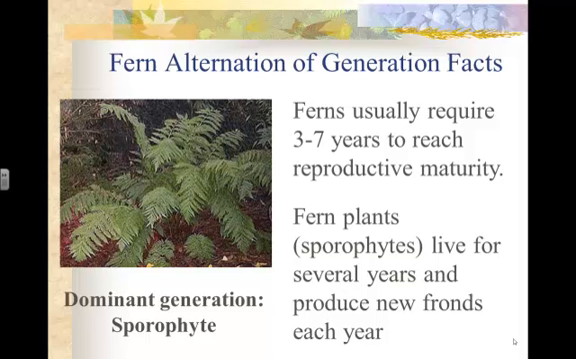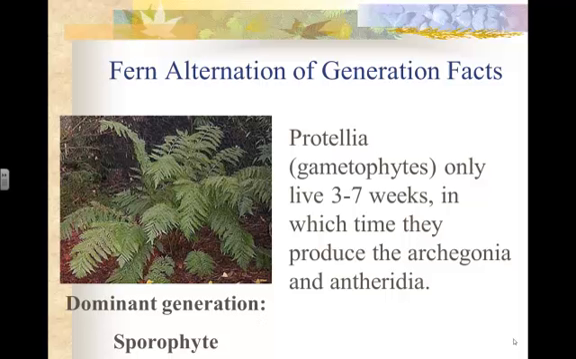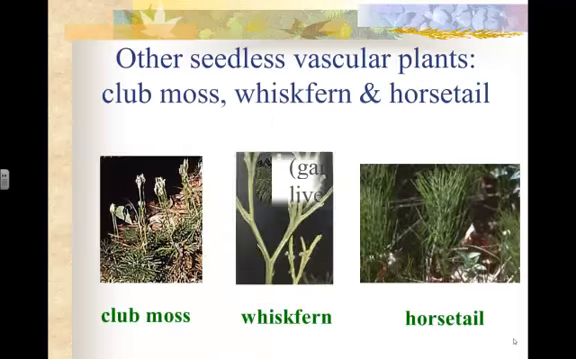Ferns usually require 3 to 7 years to reach reproductive maturity before they go through that life cycle, but as they are maturing, they can grow new fronds all the time, those fiddleheads first. So the dominant generation is the sporophyte, as I said. You don't need to know what a prothallus and prothalli and all that, what they're called. They only live about 3 to 7 weeks. That's why we don't call it a fern. You don't recognize it as a fern. And so it's not the predominant generation.